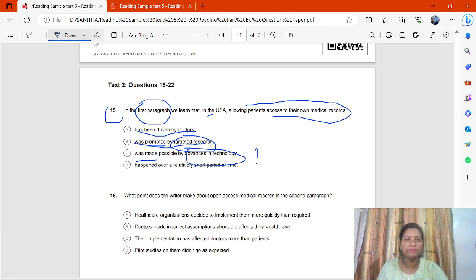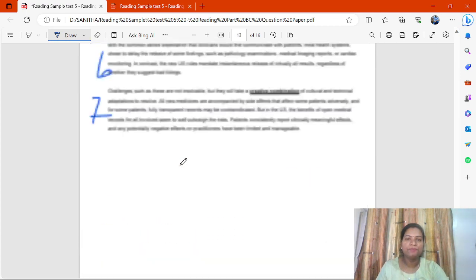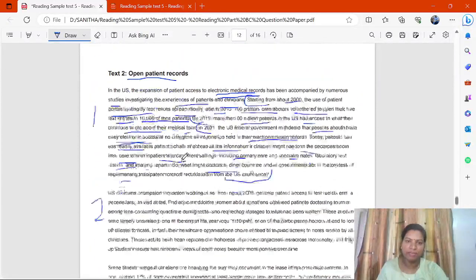Then what will be the answer? The answer is option number 4: it happened over a relatively short period of time. You have to eliminate the other two options; they are not saying it anywhere. Maybe you confuse it with option C, was made possible by advances in technology. Maybe you get electronic recording system like that.